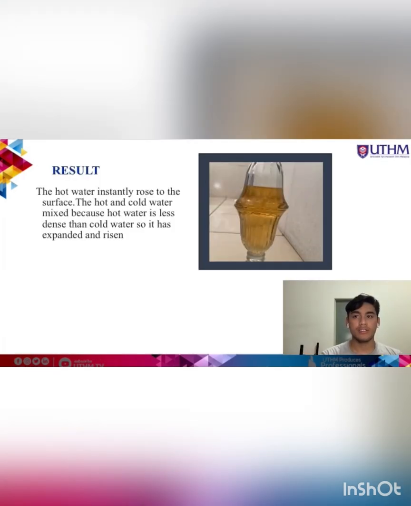So the result is the hot water instantly rose to the surface. The hot water immediately rose up when the hot water and cold water mixed, because hot water is less dense than the cold water, so it expanded and rose.